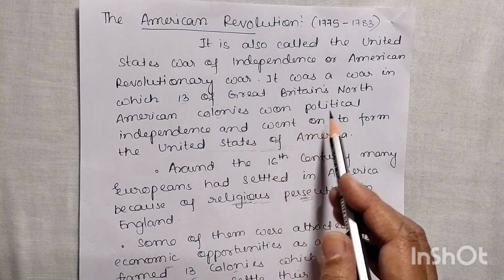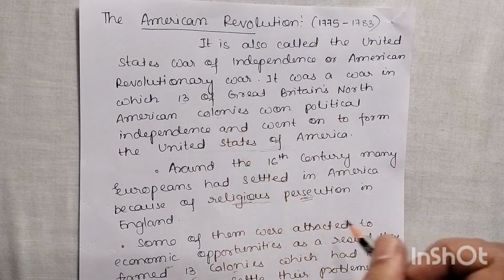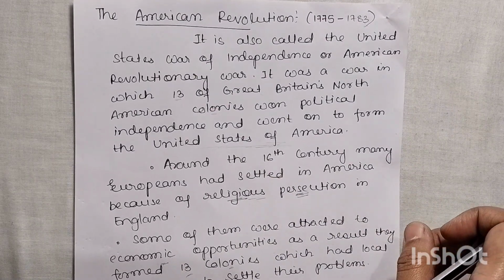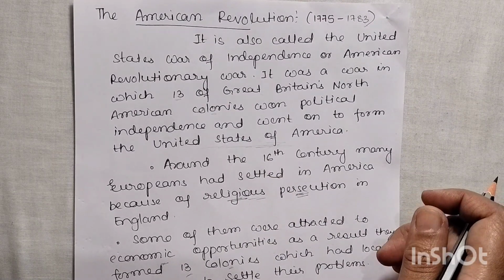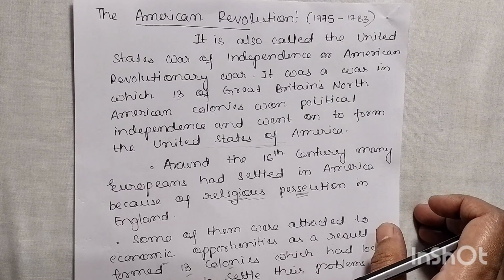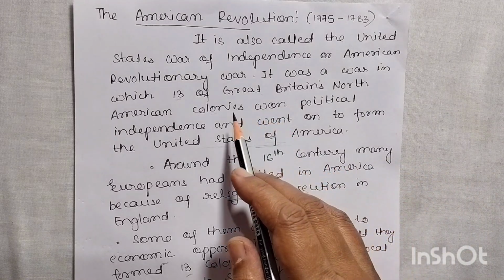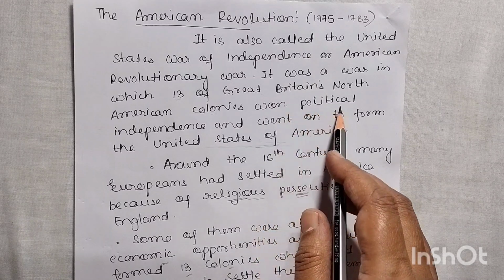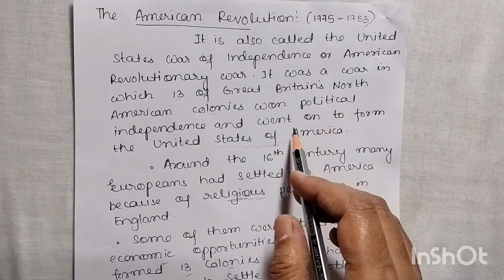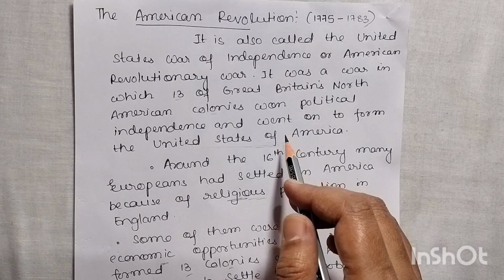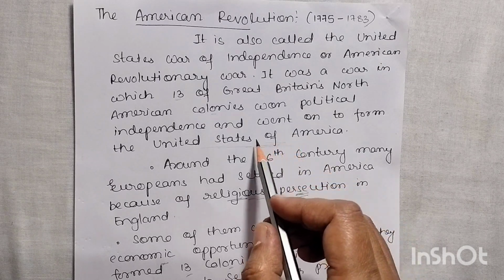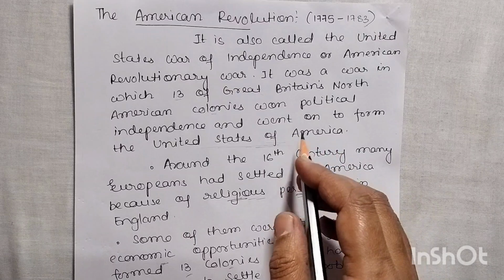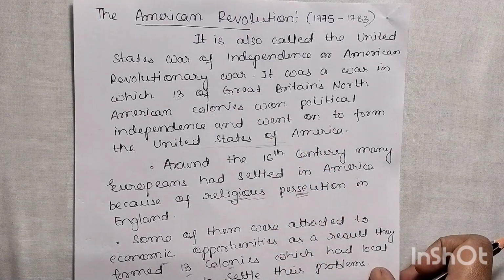So what was it? It was a war in which 13 of Great Britain's North American colonies won political independence and went on to form the United States of America. Okay. So 13 colonies had been established by Great Britain, and they got free from the authority of the Britishers, and later on they combined together and formed the United States of America. Okay, so this is the revolution, this is basically what the revolution is about.